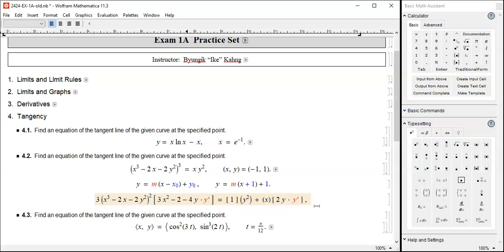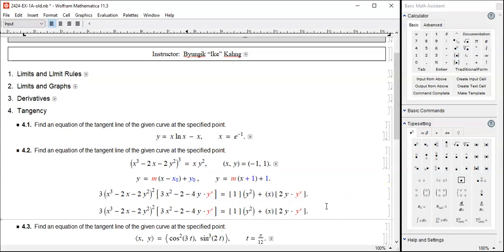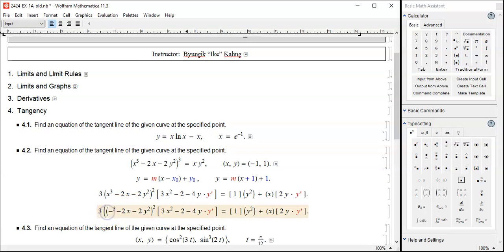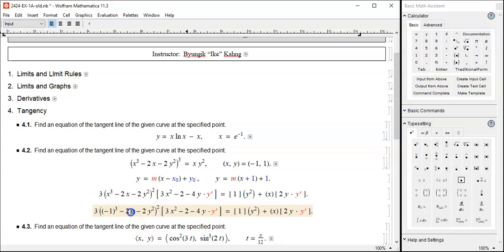All right, ready to plug in the numbers. Okay, all right, let's plug in the numbers. x is -1. And y is 1.